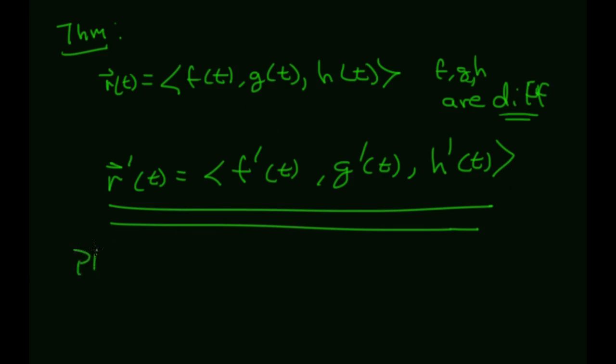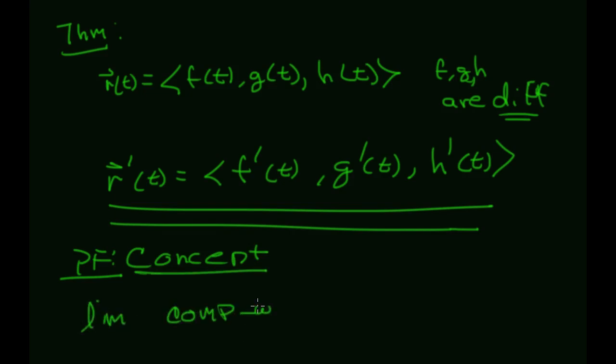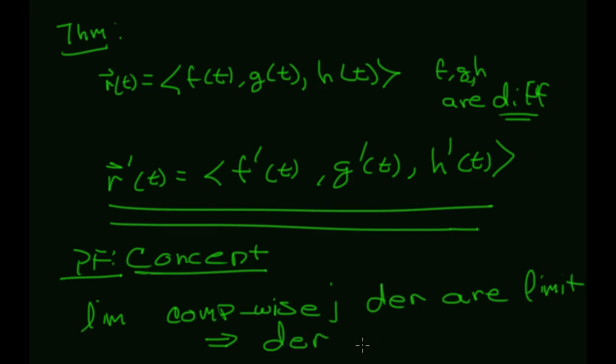I'm not going to prove this. The concept of the proof is just simply that since limits are computed component-wise and derivatives are limits, it seems to follow that derivatives should also be computed component-wise, and in fact that is going to bear out. Okay, so nothing too odd there. All the typical rules for derivatives just follow through because they follow through over the components.